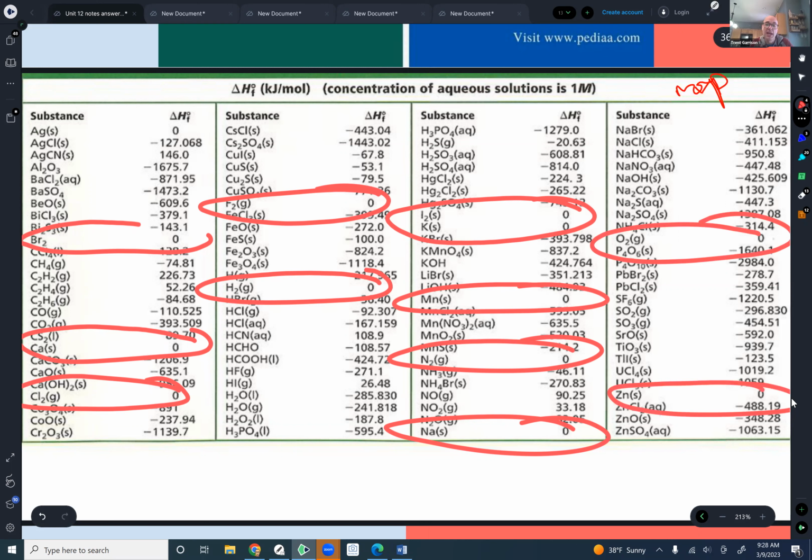That's because you do not require additional heat to make an element. Elements are already made. So there is no heat of formation. You don't have to put things together. You just have to access it. It's already been made. So the heat of formation of all elements is equal to 0.